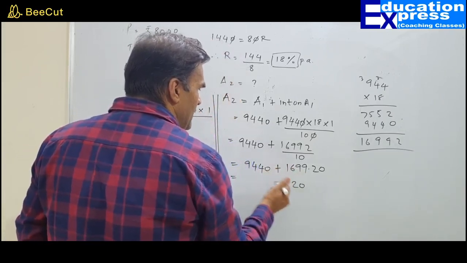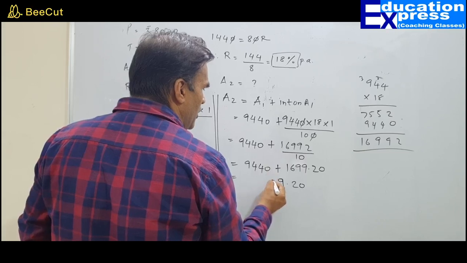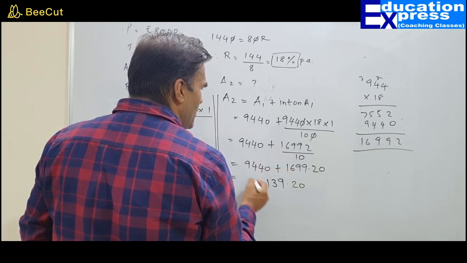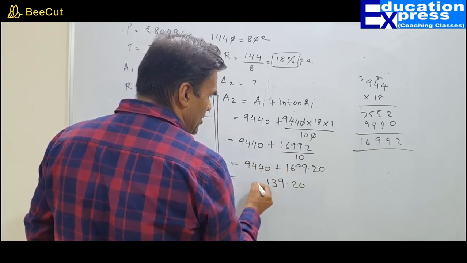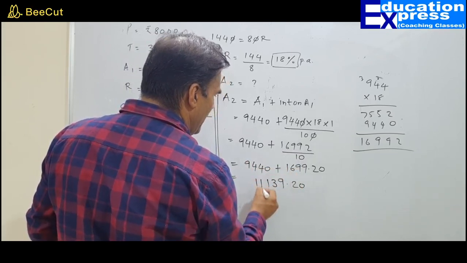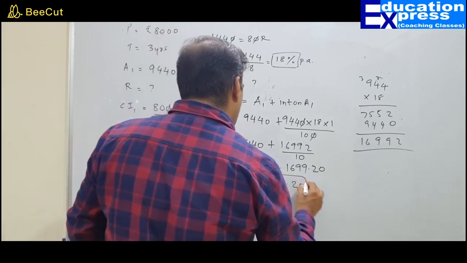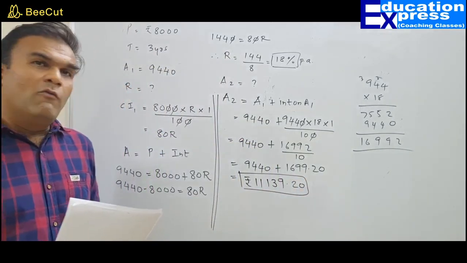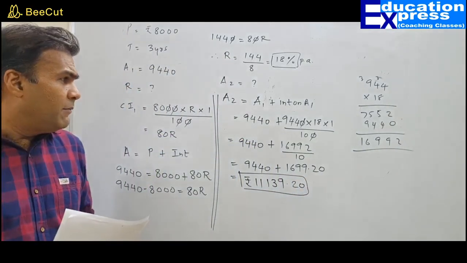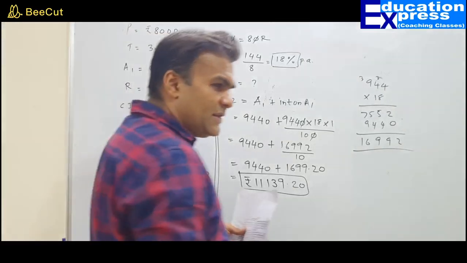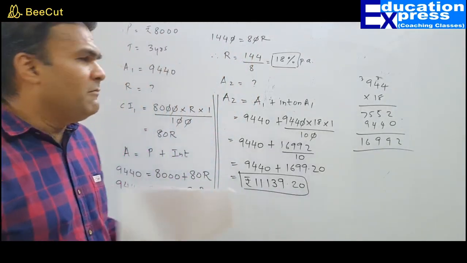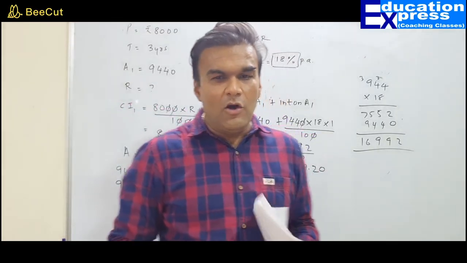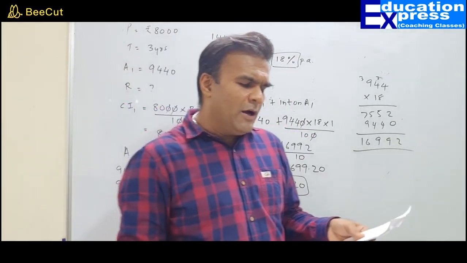year? 9, alright. 9 and 4, 13, alright. 7 and 4, 11, 1. So 10 and 1, 11. So the amount at the end of second year would be 11139.20. Of course, the amount is in decimal, but that should not bother us at all because the answers could be in decimal also. Let us see the third part of the question.